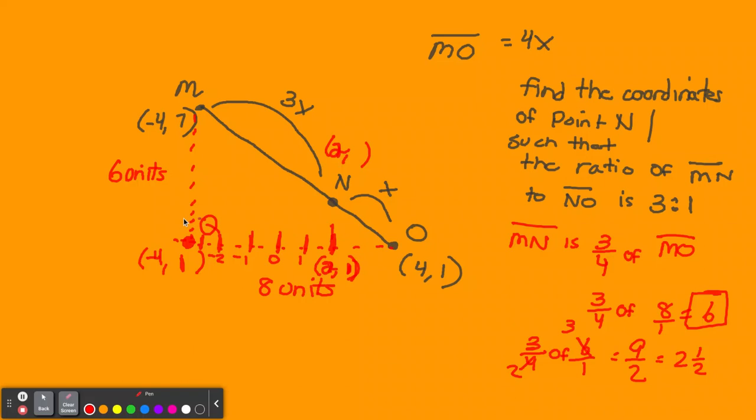So going up, we have to go 2.5 units up from 1, right? So we go 1, 2.5. Where would we be? Be 3.5, right? So we go up 1, 2, and there's that half point over there. So it'll be 2, then 3.5. So N should be 2, 3.5.